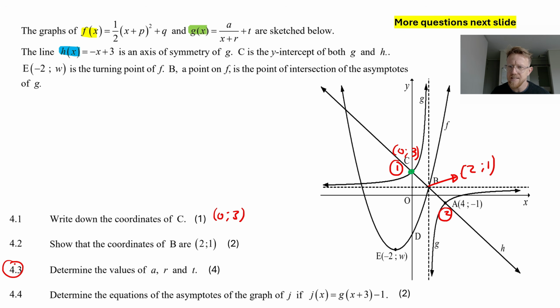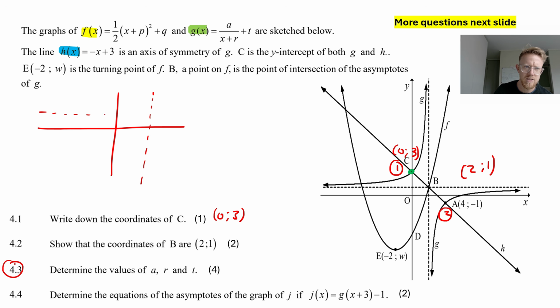So having B's coordinates is really, really nice, because what that tells us now is that if I have a dotted line here, and if I have a dotted line here, and I know the coordinates of that is 2 and 1, then it tells me that the x value there is 2. So it means that this line has an x value of 2. So that's x equals 2. And it tells me that the y values on this line are equal to 1. So we say y equals 1. So we know these asymptotes now simply because we have the coordinates of B.